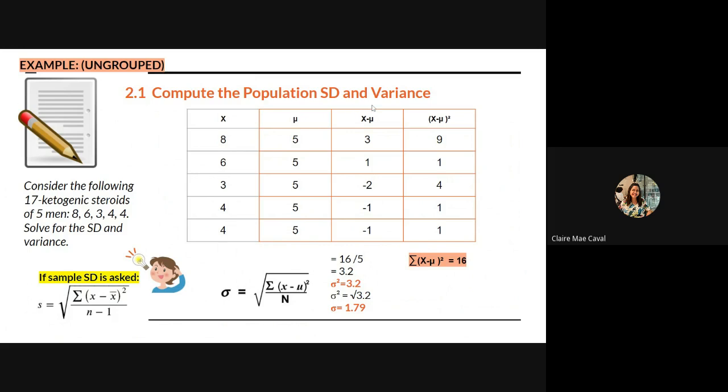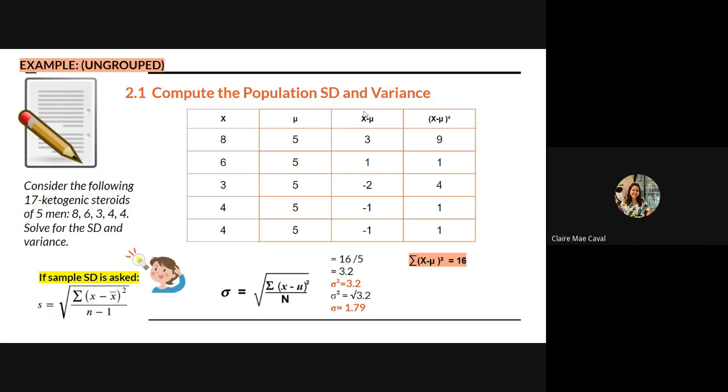This time, we're already in the second step. We already have the population mean. This time, we will compute the standard deviation and the variance. So, this is the set of data given. Yung mga naka-orange, ito na naman yung na-add natin na columns of our table. So, this is your population mean, which we solved earlier, which is 5. Pwede na itong hindi ilagay sa table, but again, I'll show it to you para it will be much clearer and understandable. Okay?